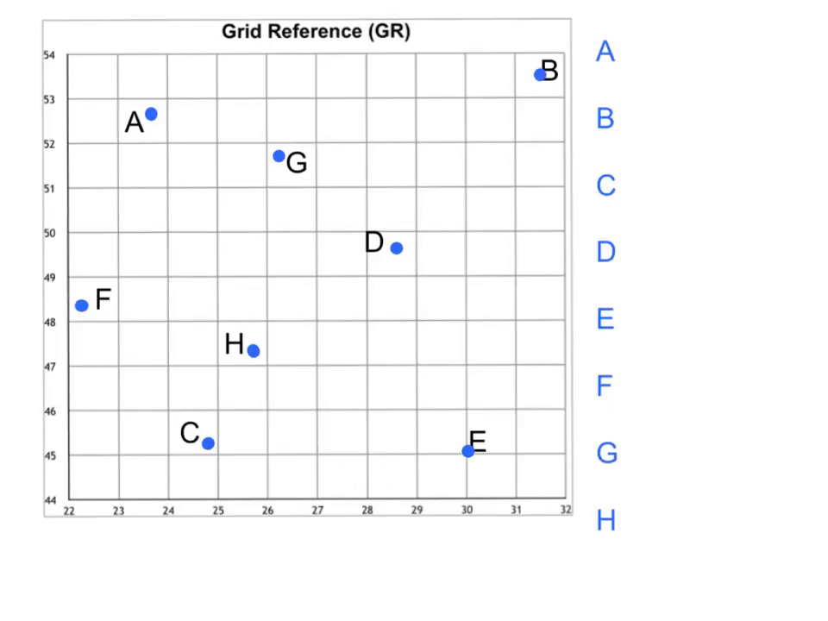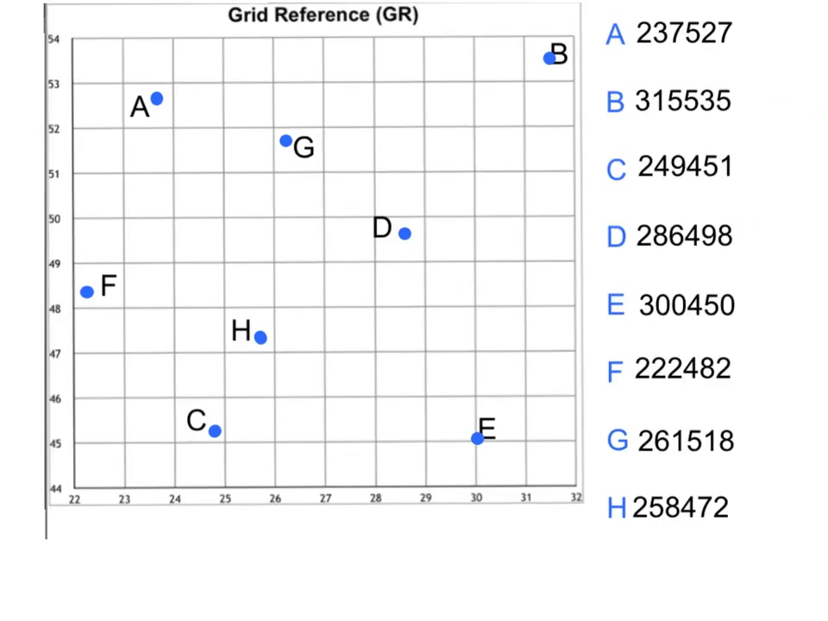In your book, write the heading grid reference, put the letters A through to H, and then find the grid reference for each of the letters. So let's find the answers together. The first one that we're looking for is A. So we draw a nice big number 1 all the way down. And we can see that it's 23.7. Remember, we don't place the decimal point in there, so it's just 23.7. We go across then, and it's 52.7. Again, don't put the decimal point in.